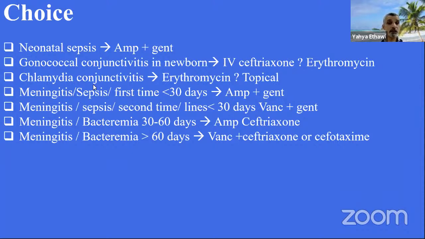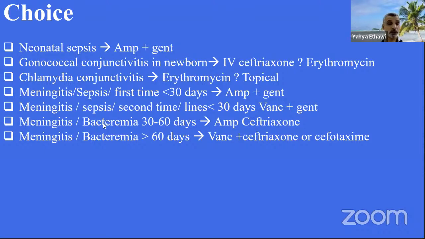When you have chlamydia conjunctivitis, you can treat it with erythromycin, even topical. When you have meningitis or sepsis, first time, less than 30 days, ampicillin and gentamicin is enough. When you have meningitis or sepsis, second time, and you have lines, you need vancomycin with the gentamicin.